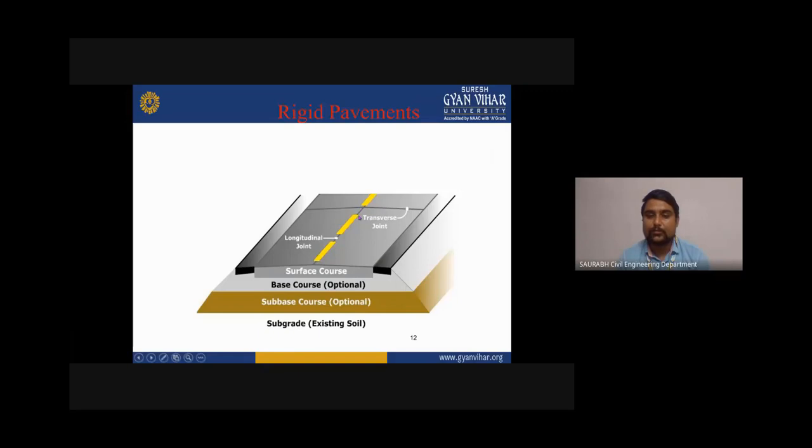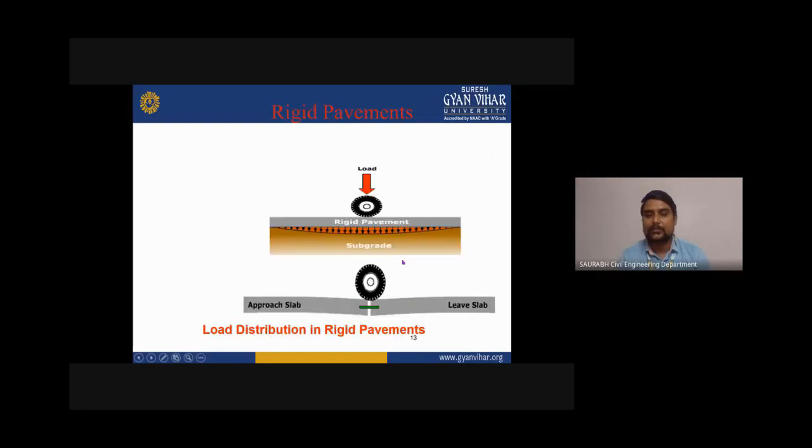There are also two joints, one is a longitudinal joint and the other is a transverse joint. These are the joints. This will be cast in the form of a slab, which means you are casting a slab on the earth. This will be the shape of a rigid pavement, as you can see in this cross section. This is your rigid pavement cross section.